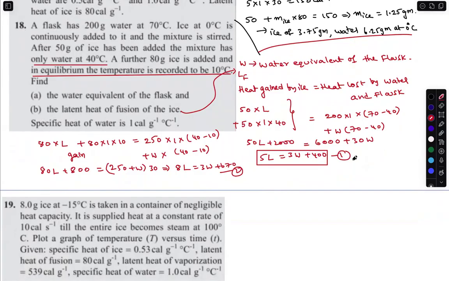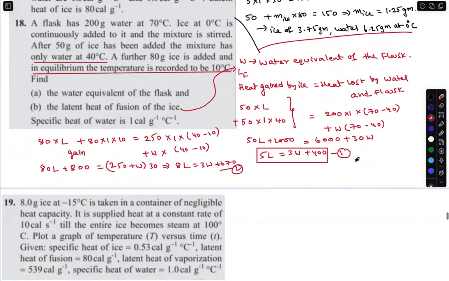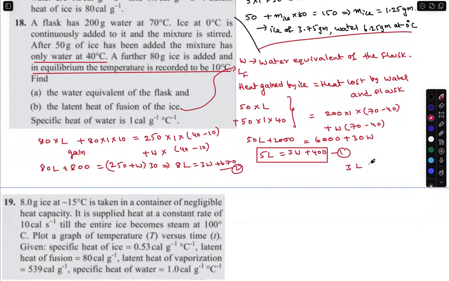So equation 2 minus equation 1 gives 3L is 670 minus 400, which is 270. So L can be written as 90 calorie per gram. You have L, substitute in any one of the equations, and you will get W as 50 by 3 gram.